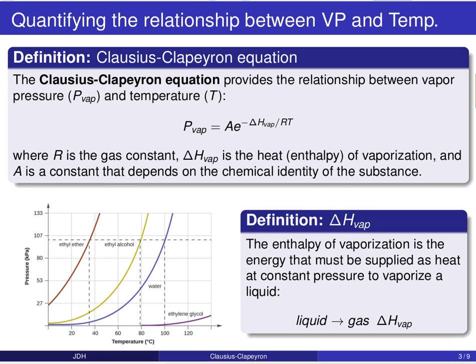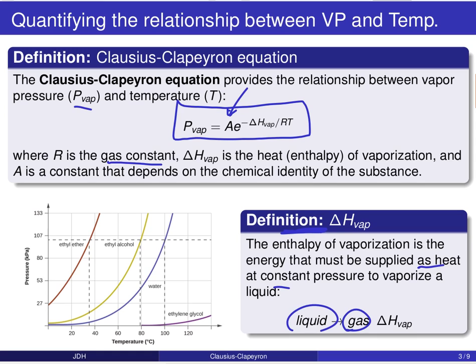If you look closely at the shape of this function and play around with your plotting tools, you can perhaps convince yourself that this curve is in fact following an exponential form. The vapor pressure, which we're going to denote as P vapor, is related to the temperature as follows. Vapor pressure is equal to some constant, A, times e to the power negative delta H vaporization divided by RT, where R is our good old friend, the gas constant, and delta H is the enthalpy of vaporization, which again, I want to remind you, is the energy that must be supplied as heat at constant pressure to turn a liquid into a gas. In other words, it's a measure of how much energy is required to break those bonds holding that liquid together.